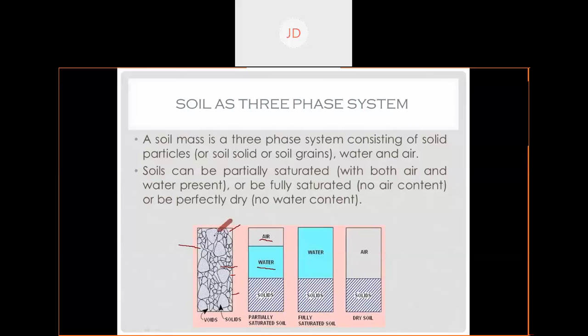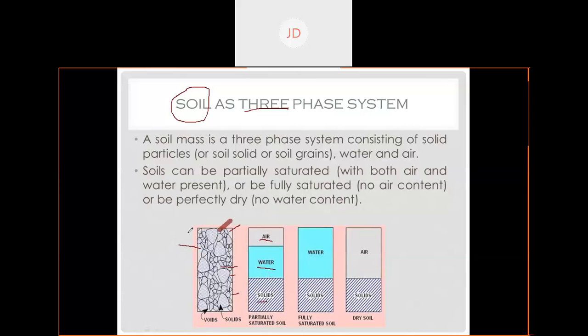So here you can see a soil mass may contain soil solid, water, and air. That's why a soil mass in nature is considered a three-phase system. How many phases are there? Three. That is solid phase, water, and air. But it is not mandatory that all these three should be present in soil.